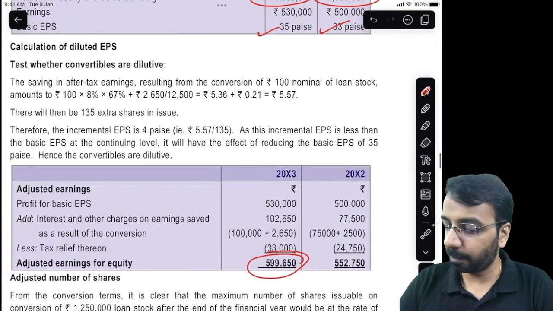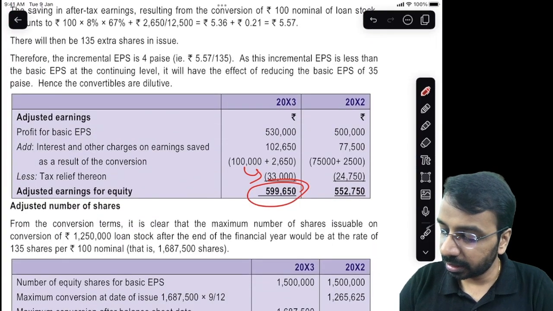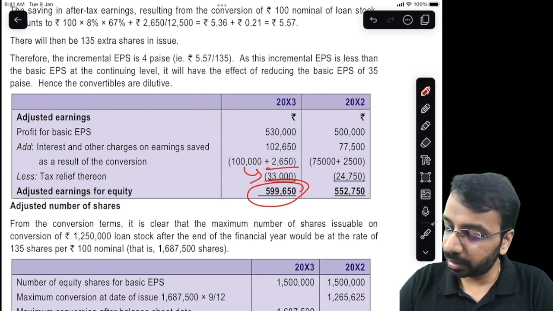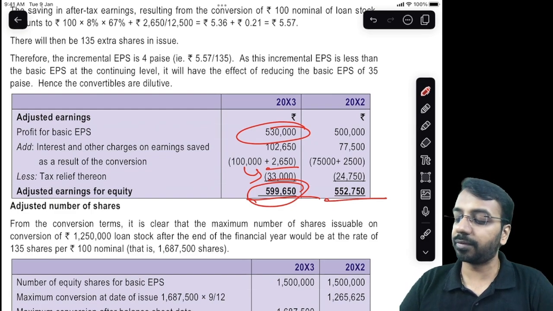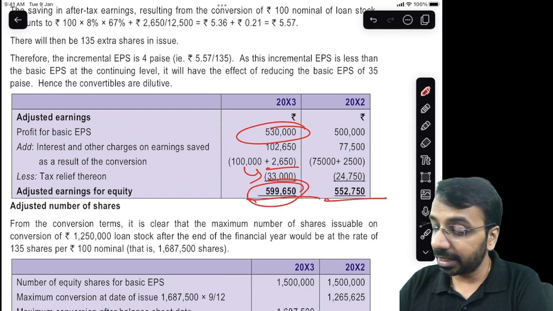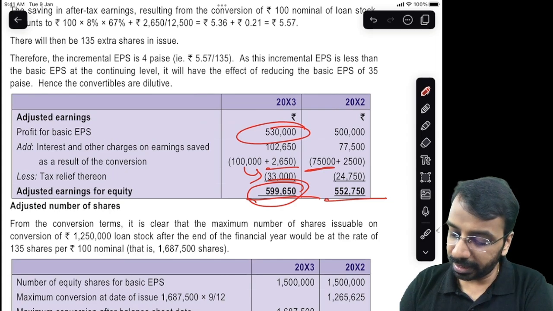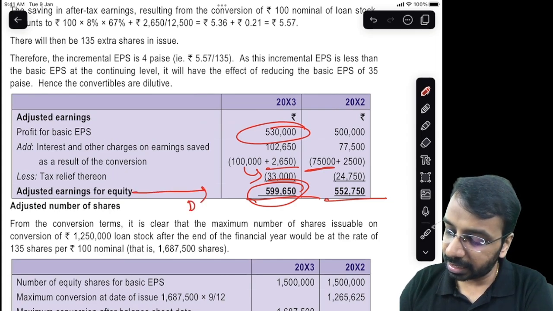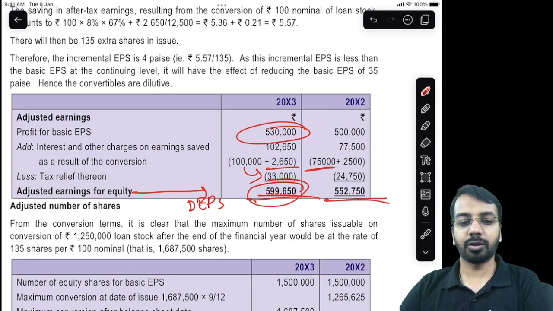When you do that, this 67 plus 2650. If you do that, you get 599 650. Here also you can do the same thing, 552 750. Just that interest is only for 9 months and not for the entire year. Okay, so my adjusted earnings for checking diluted earnings per share is 599 650 and 552 750.